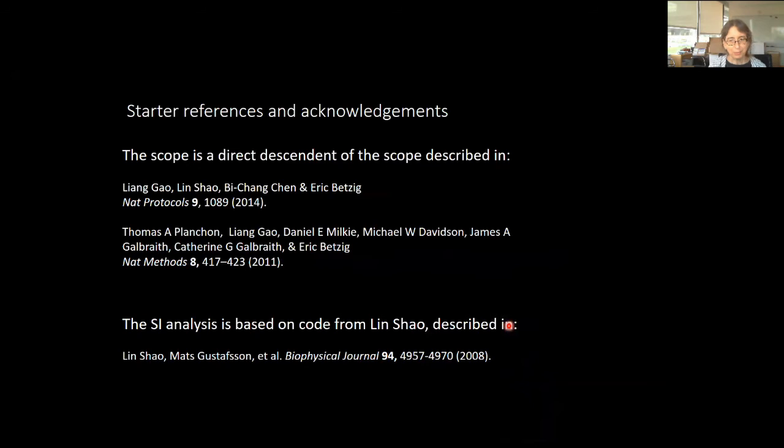It's a little bit unconventional, but I wanted to start off by mentioning the forefathers of this microscope. This microscope is a direct descendant of the Bessel Beam SIM microscopes that were developed in the Betzig lab, and they're very nicely described in this Nature Protocols paper. A lot of what I'm going to be talking about today, I actually learned from reading this paper. The structured illumination analysis that I'm going to be talking about, I got the code from Lin Shao. He was actually here at Geneva at the time, and he helped me get started with it. The best description of that algorithm is in his 2008 paper with Mats Gustafsson.